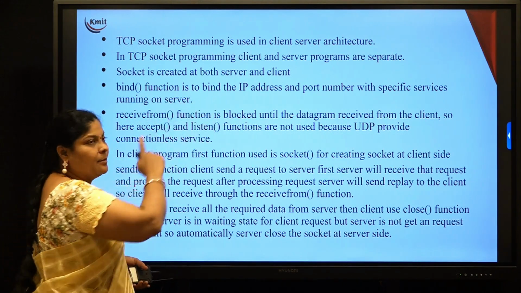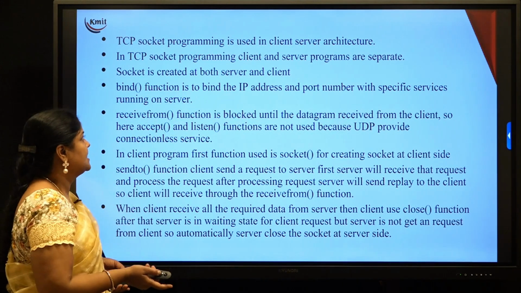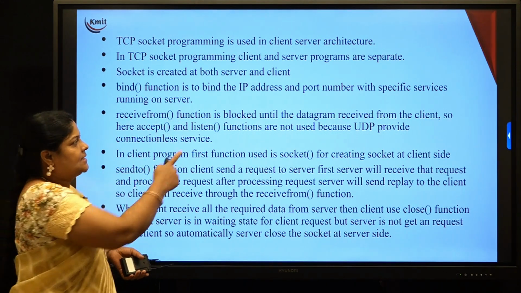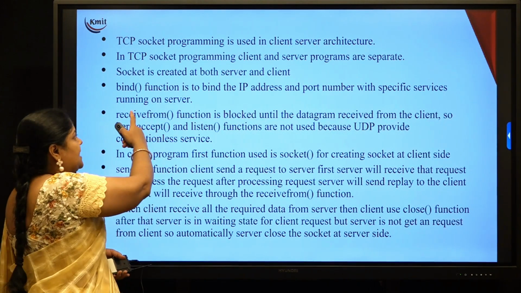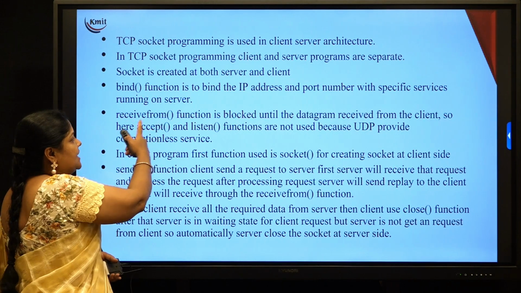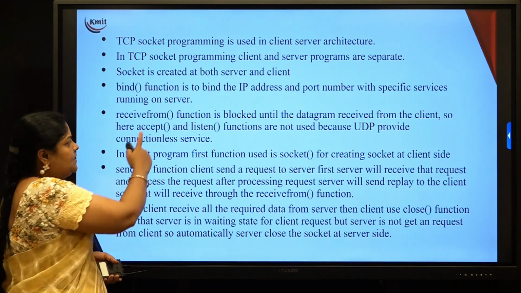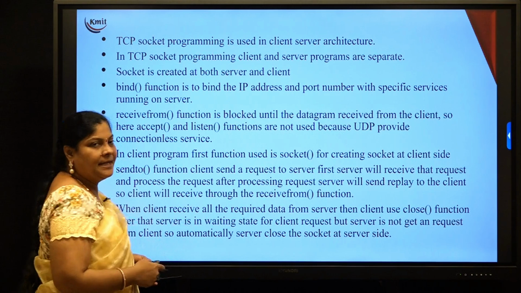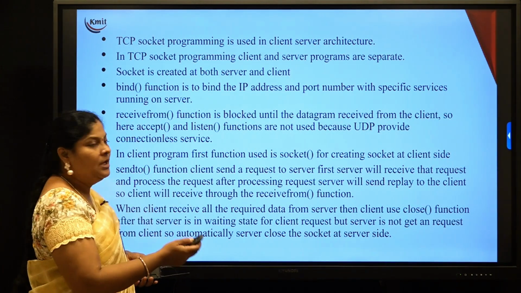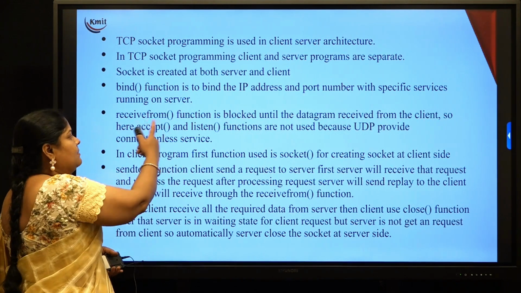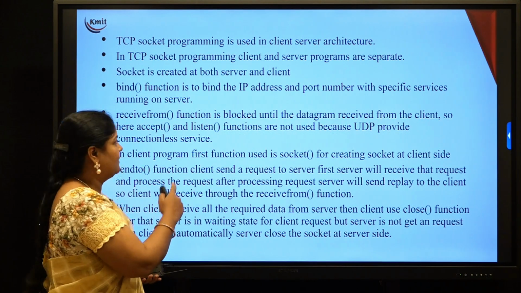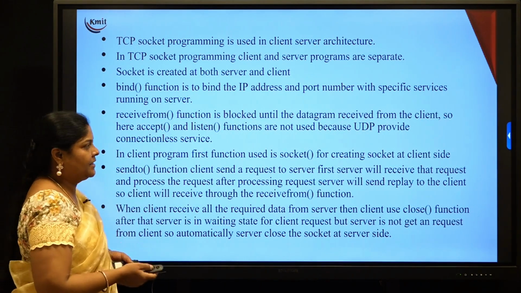The socket is created at both the client side as well as the server side. Next, the bind function is used to bind the IP address and port number to the specific services that are going to run on the server. Next, you use the receive from function. Receive from is blocked until a datagram is received from the client. That means you are waiting for the client to create a connection. Until that time, the receive function will be blocked. If the client connection is established, then the receive function will be activated.